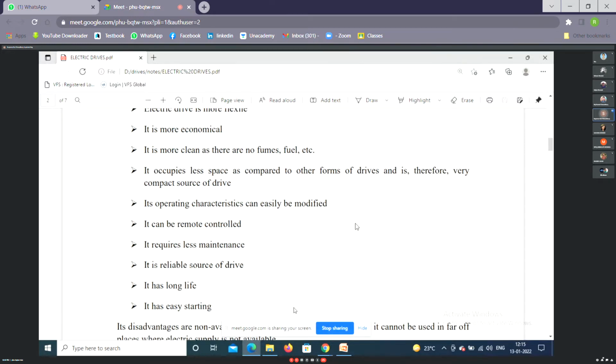Its operating characteristics can easily be modified. We will see four-quadrant operation of electric motors. All electric motors can be operated in all four quadrants of operation, and so very easily. Electric drives can also be remotely controlled. It requires less maintenance compared to the mechanical drive system. It is more reliable. Reliability is more. Lifespan is long, and starting is easier.